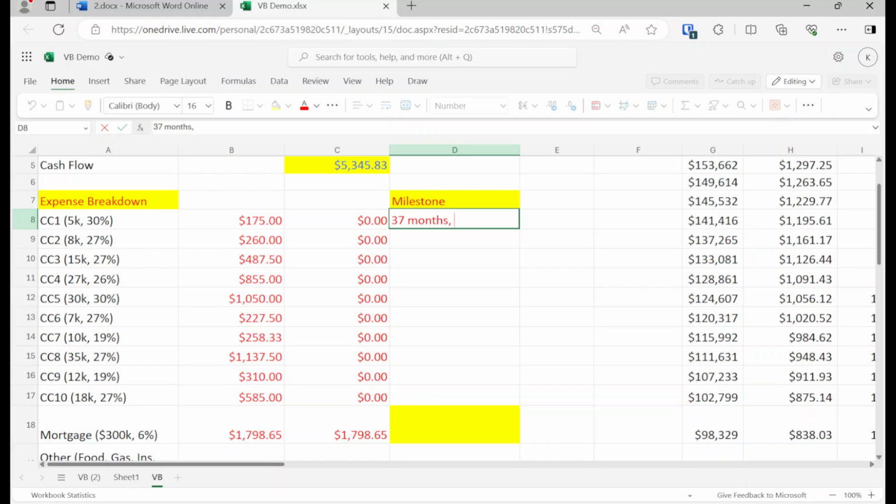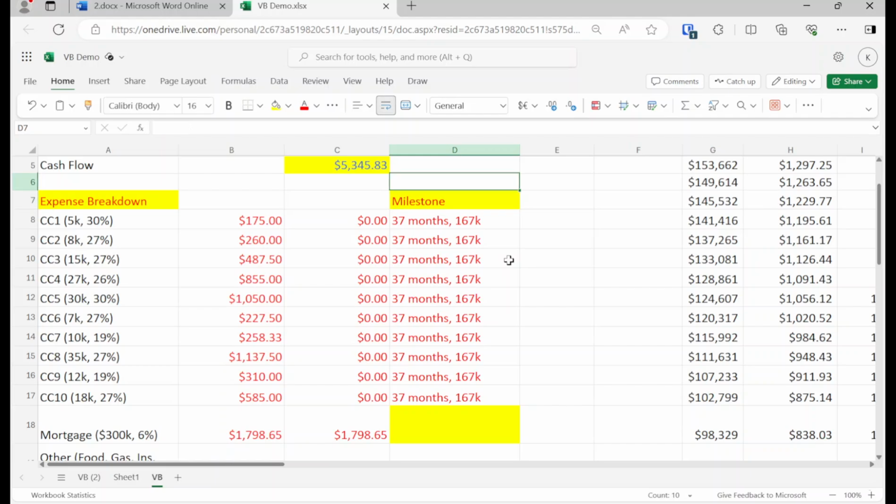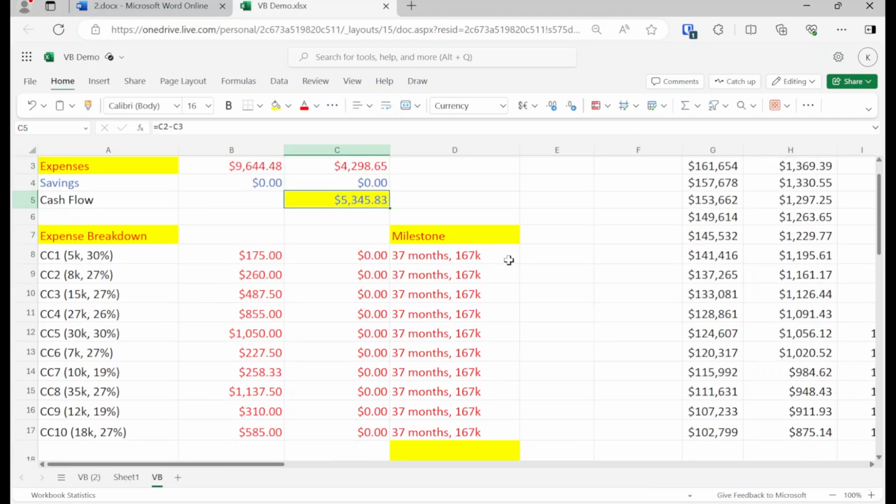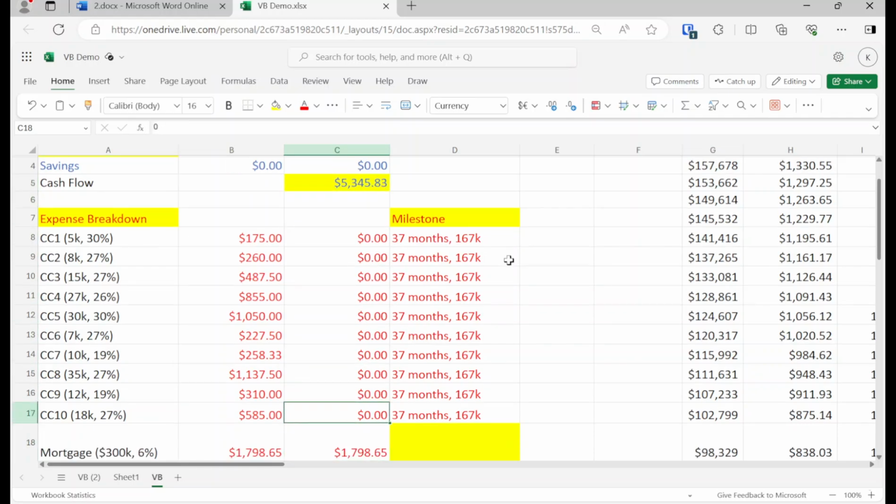And that's $167K of debt paid off in 37 months. And then once we have enough of this cash flow, we've maximized it and we paid off the debt, then we attack the mortgage.